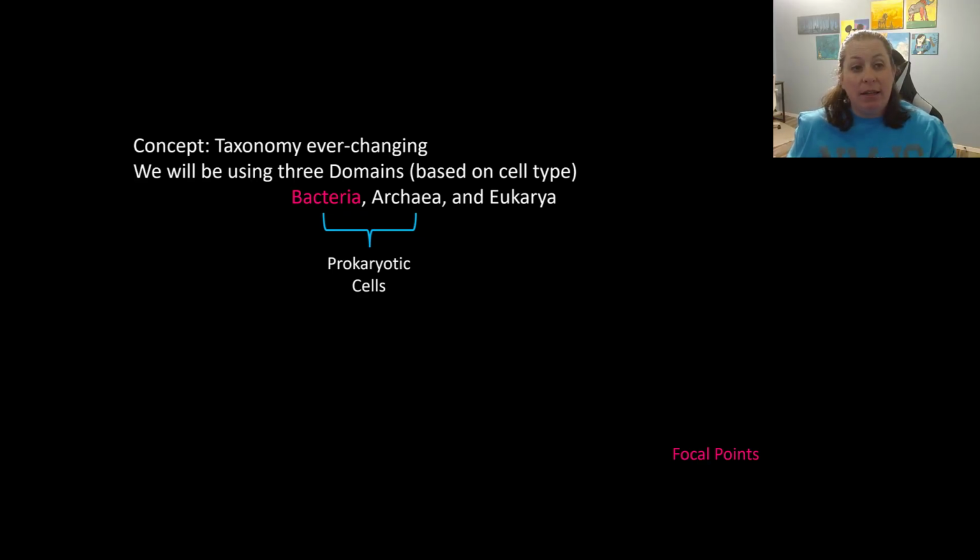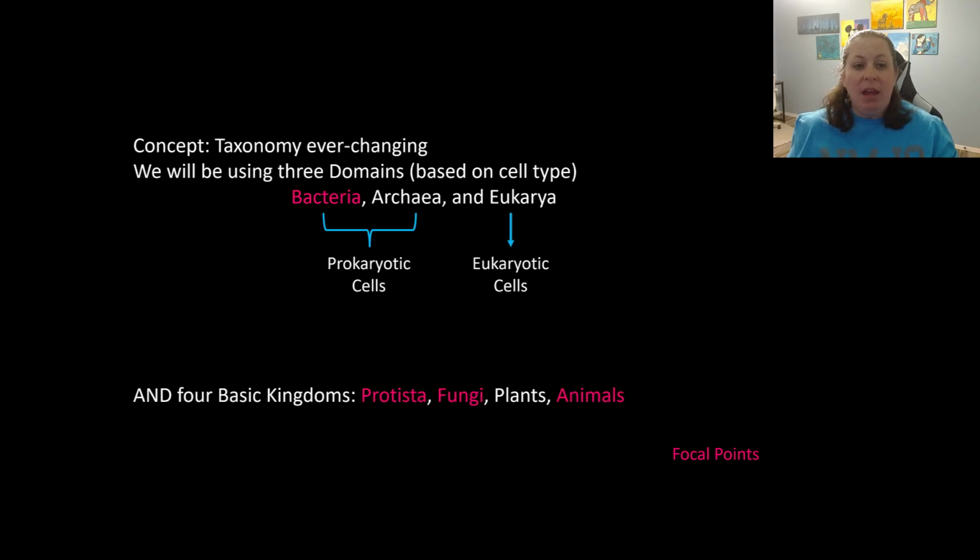And remember, bacteria and archaea are prokaryotic cells. Eukarya are eukaryotic cells. There are also 4 basic kingdoms that are found in the group eukarya. These are protista, fungi, plants, and animals. We are focusing in on protista, fungi, and animals. There are no microorganism plants that we're going to be studying. So all the ones shown here in pink are our focal points for this study of microbiology.